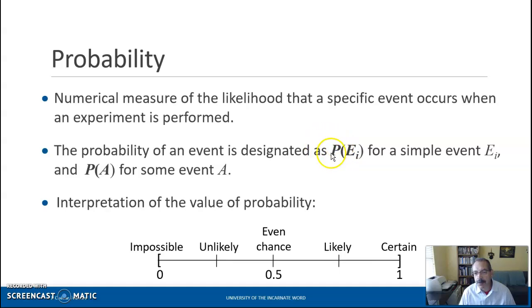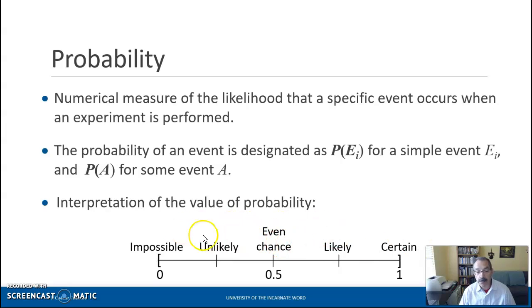So when you see this P like that, that means probability, and the parentheses enclose the event, the name we give to that event. In this case, I'm using E sub i, which is what we said we'll use to designate a simple event. So P of E sub i means the probability of one of the simple events, or one of the outcomes of an experiment. Or we can use P of A, so that will be the probability of some event A. Now, how do we interpret this probability?